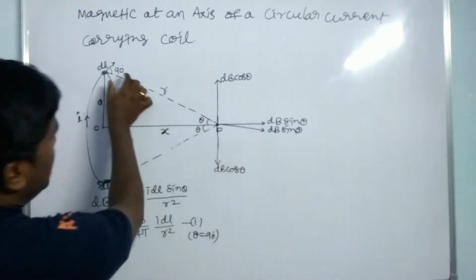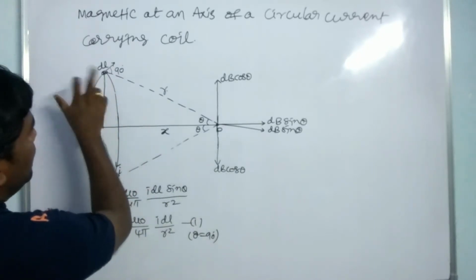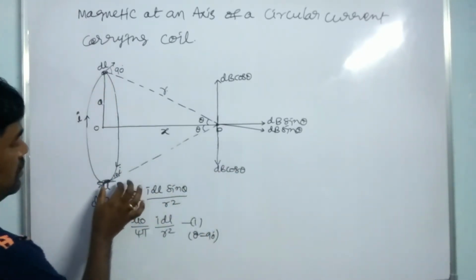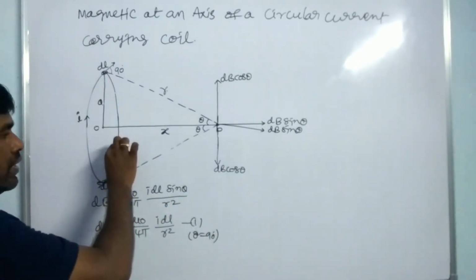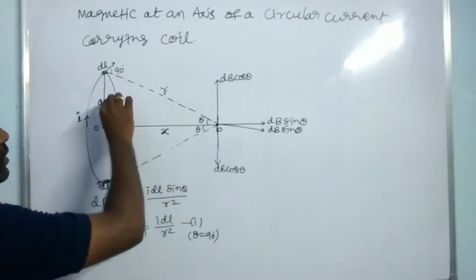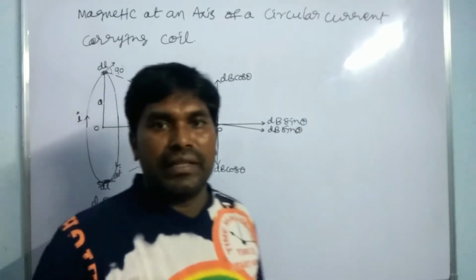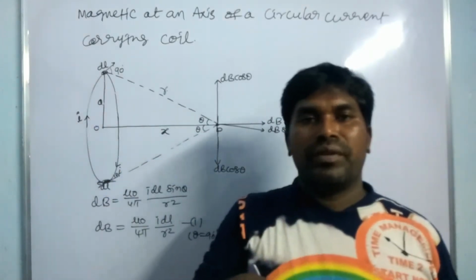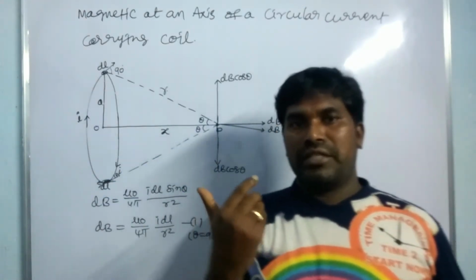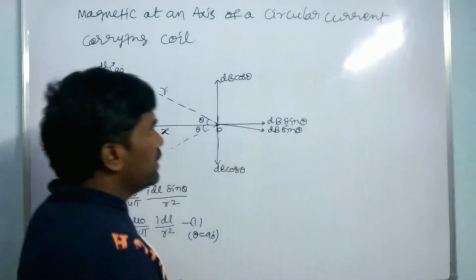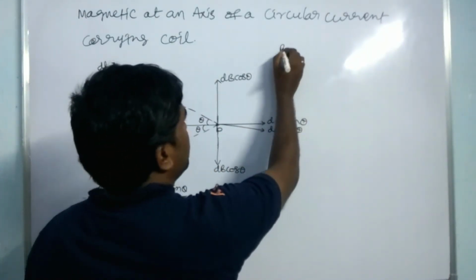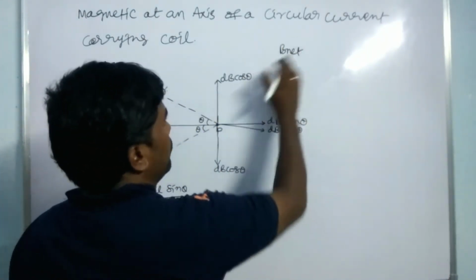And there is a dB sin theta for this dl element, another dB sin theta for this dl element, one more dl element, there is a dB sin theta, one more element. So how many dl elements do we have to take? That many types of dB sin thetas are there. That's why you have to take them in the net magnetic field.